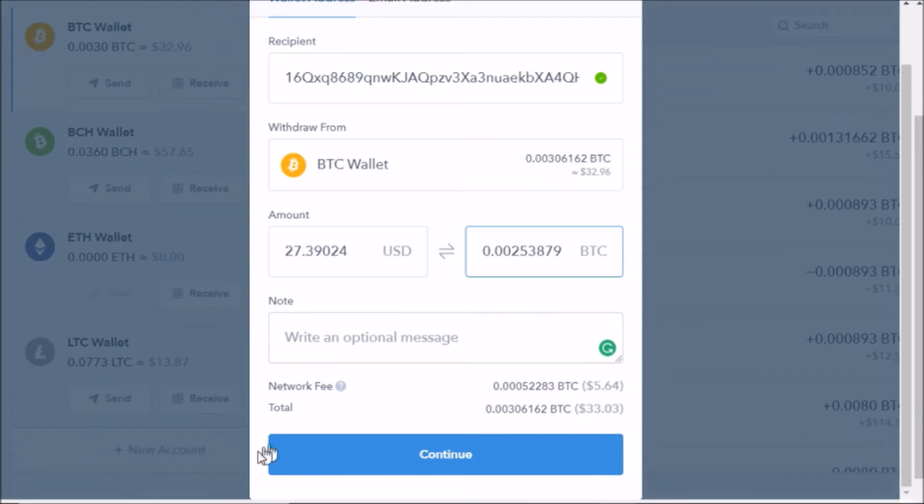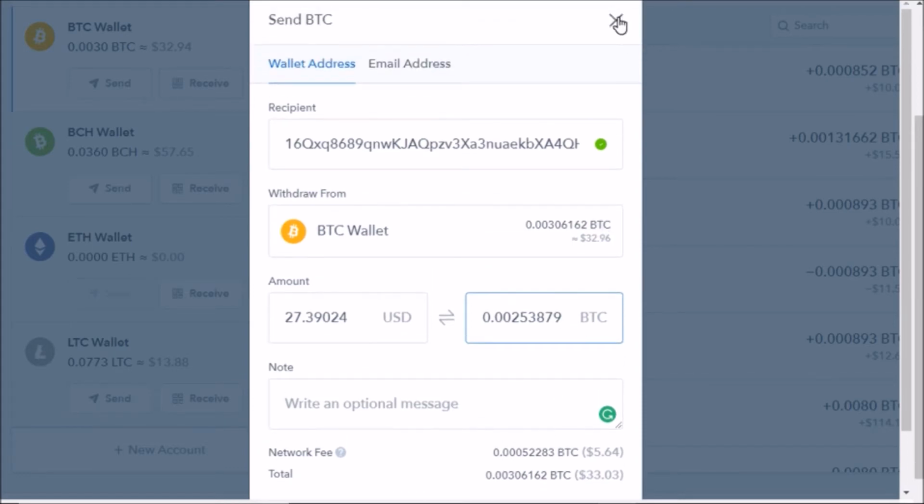And remember that the network fee is going to be $5.64. Wow. Okay, that's a lot. And the total amount, that's how much Bitcoin you're going to receive in Binance. And then you're going to hit continue. Actually, I don't want to send coins, so I'm not going to do that.